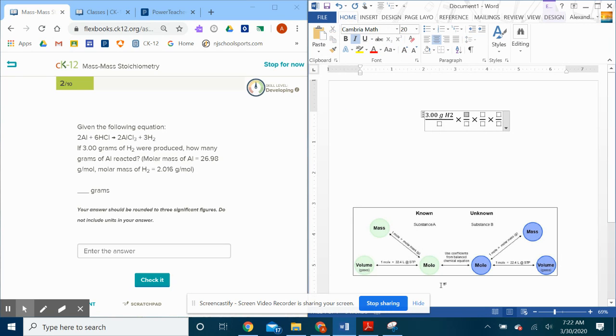Now remember, whatever's in this circle here, this tells us what's going to be going on top of each of those fractions. So on top of our first fraction, it's mass of the known, so that's where we have grams of H2. On top of the second fraction, we're going to have moles of the known. So we're going to have moles of H2. On top of the third fraction, we're going to have moles of the unknown. In this instance, our unknown is our aluminum. So we're going to have moles of aluminum up there. And our last fraction is going to have mass of the unknown. So mass of our aluminum.